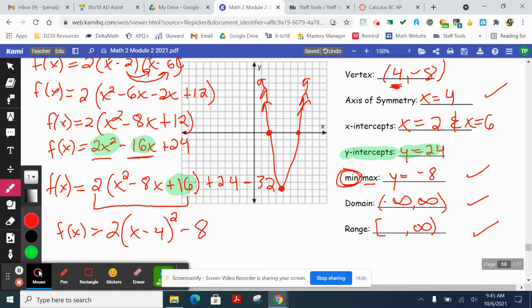All right. Wouldn't our lowest y value that we would have hit, wouldn't that also be the minimum that we would have stated right here? So -8 is the smallest y value, and then we go up forever. Okay.